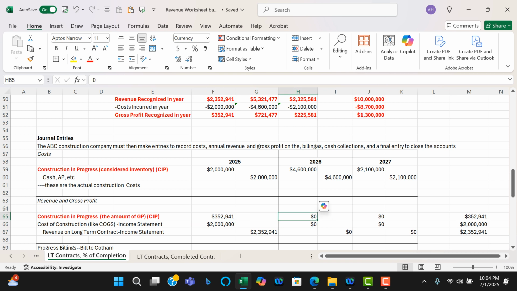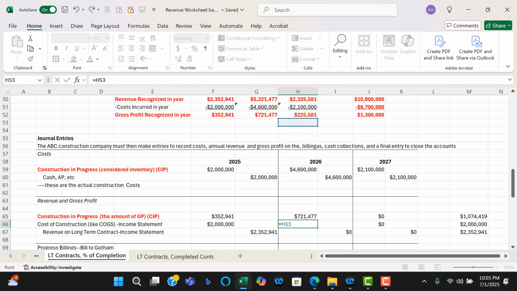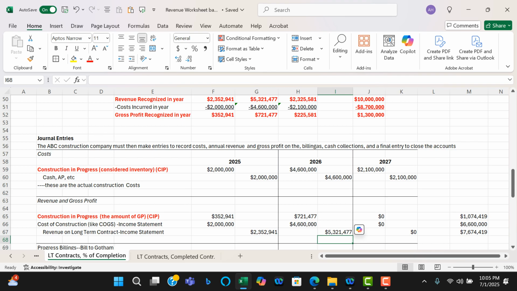Okay. Now for here, we have a gross profit of 721,477. We're going to put in our costs incurred during the year of 4,600,000. I got to change the sign on that. I keep forgetting to change the sign on that there. Okay. And the sum of the two, which we know is your revenue, is 5,321,477.